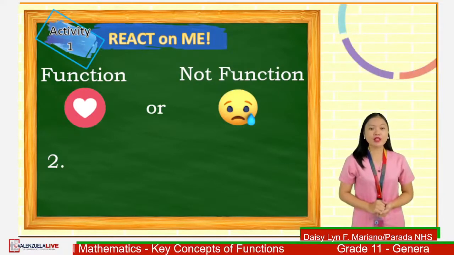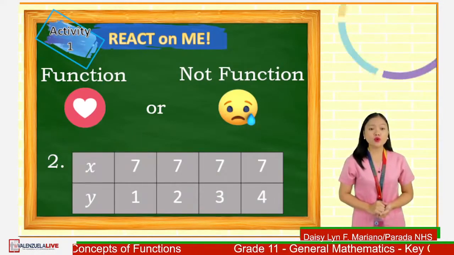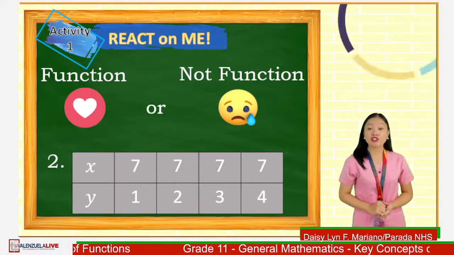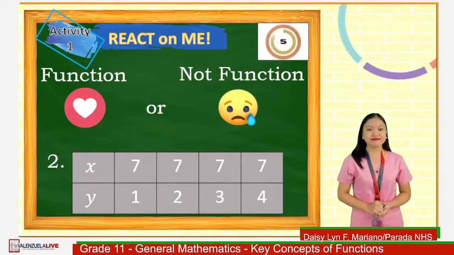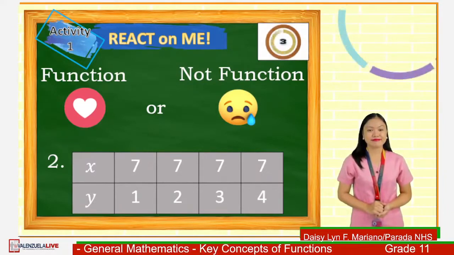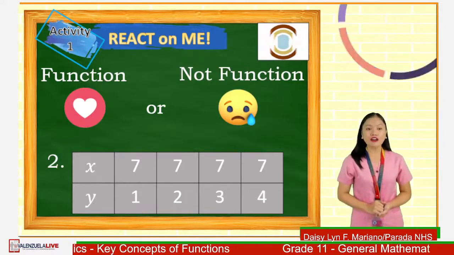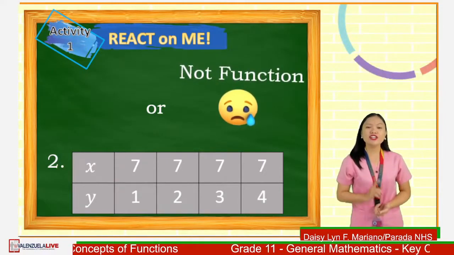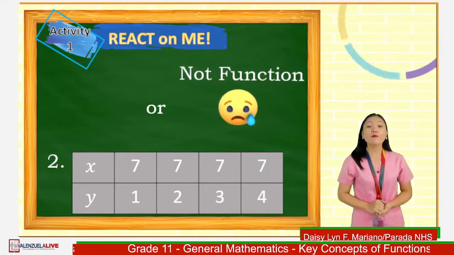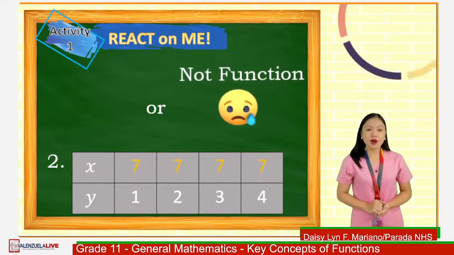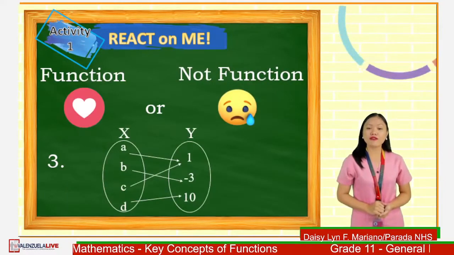The table of values with X as 7 and Y as 1, 2, 3, and 4. Function or not function? Time's up. If your answer is not function, you are correct, since the element 7 in X appears more than once. What about this mapping diagram? Function or not function?